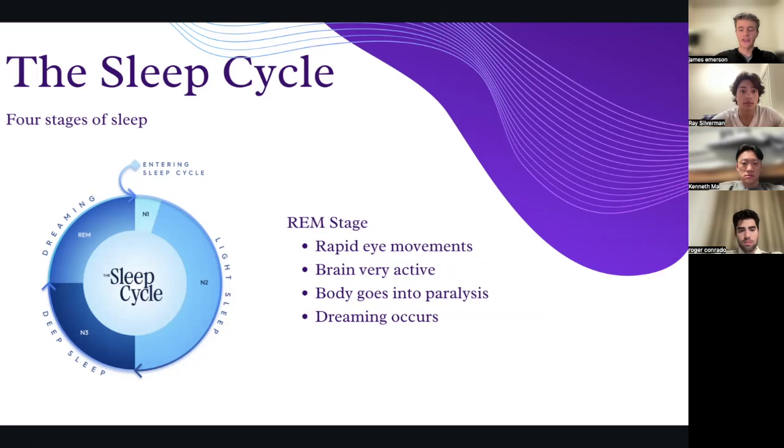Over the course of a typical night, you'll go through 4 to 6 different cycles of sleep before finally waking up. And as the night goes on, your deep sleep N3 stage gets shorter and your REM stage gets longer.